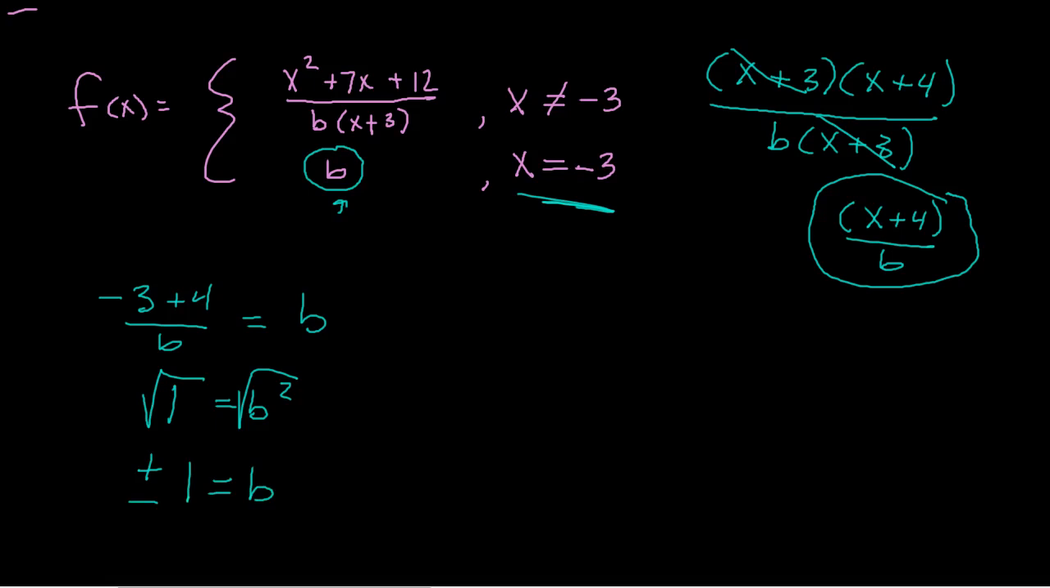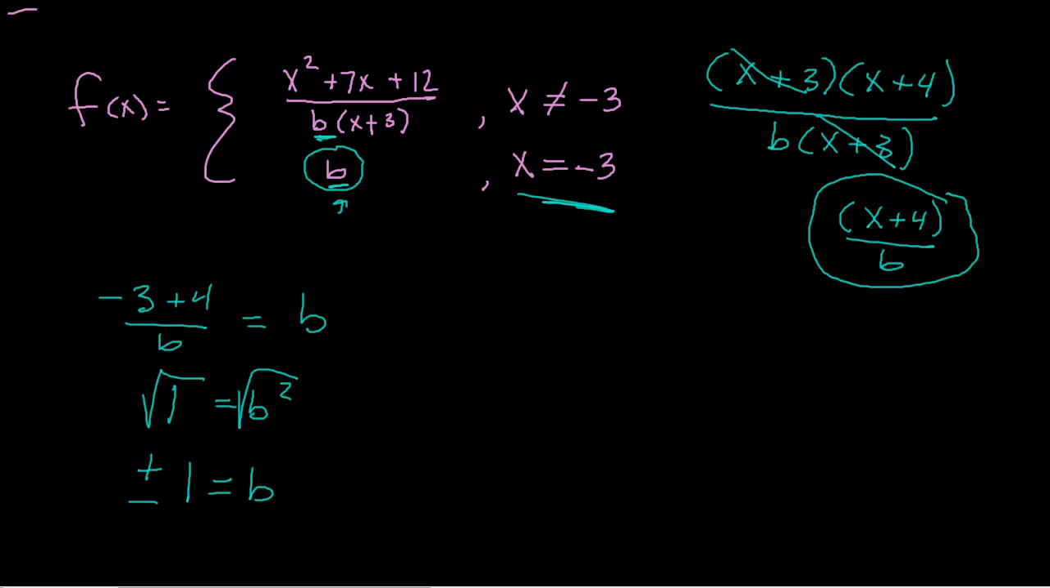So if I replace the b right here and right here with either positive or negative 1, I will force these two functions to match up at negative 3 and fill in that hole, because there is a hole, and all I got to do is fill that hole in to make it continuous.